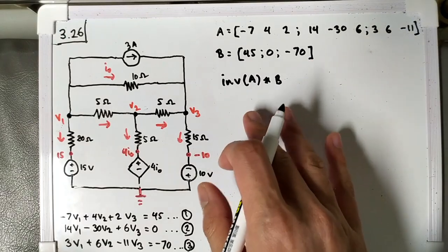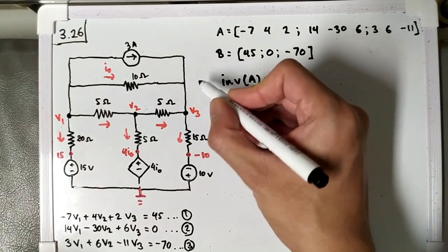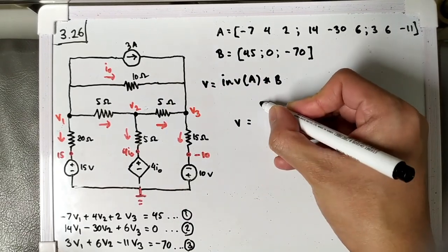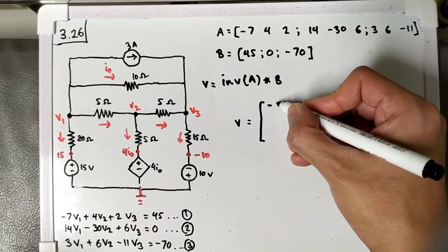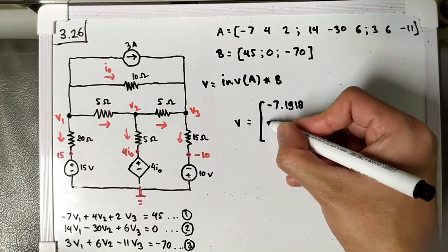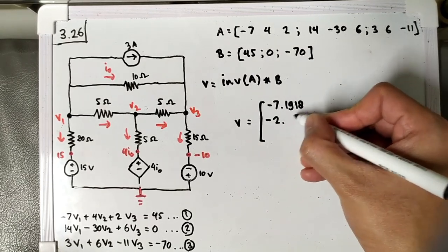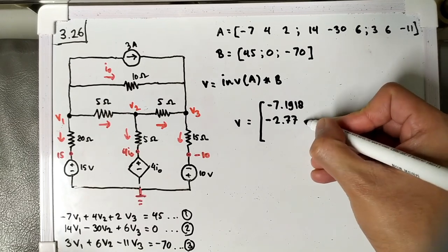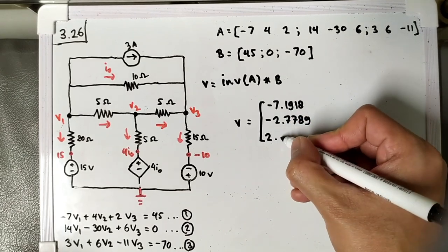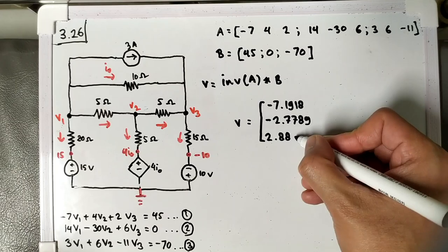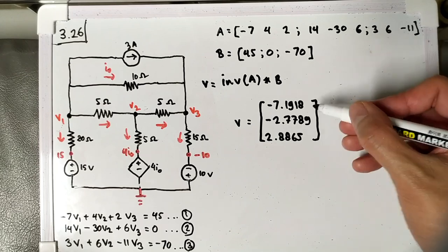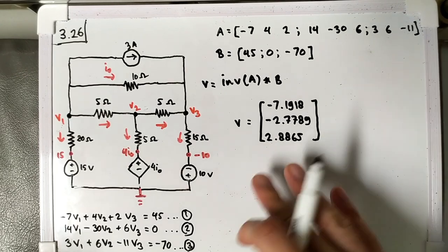So I got the result, let's name this matrix V. So V is equal to this matrix, it's minus 7 point something, and then minus 2.7789, and then 2.8865, and this is my result using MATLAB. So this is for V1, and this one for V2, and this one for V3.